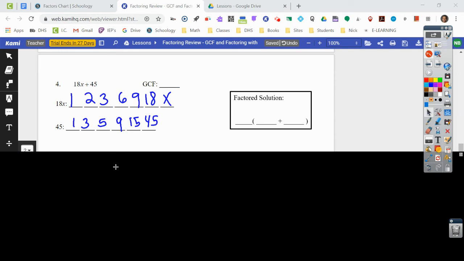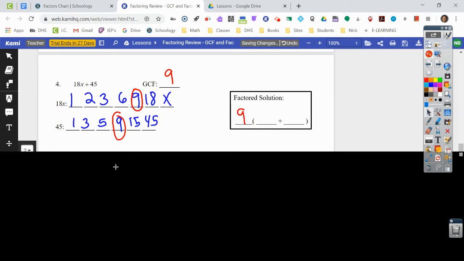First I'm going to look for my numbers. Well, 9 is definitely the biggest number in common. 18x has an x, but 45 does not, so I can't use an x as my GCF. My GCF is just going to be 9. Now I'm ready to factor my problem because I found my GCF. My GCF goes in front of my parentheses.